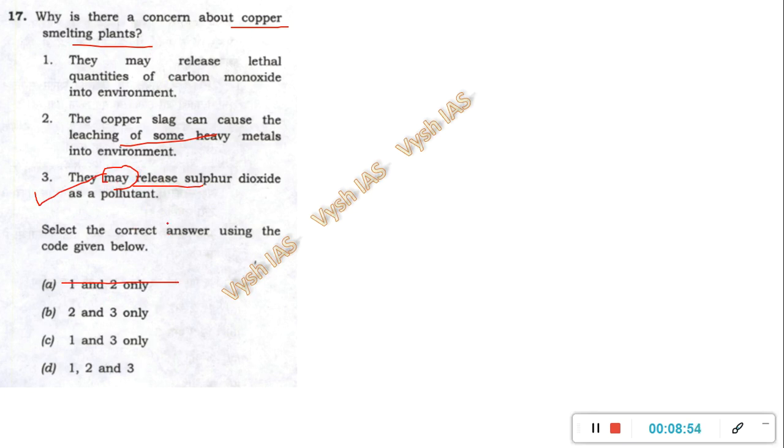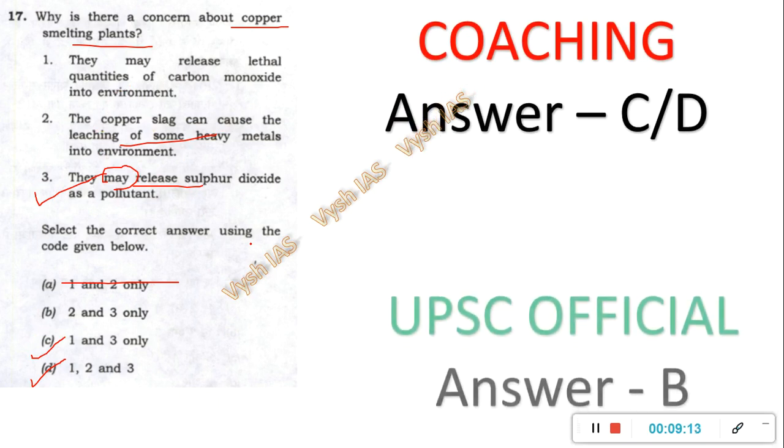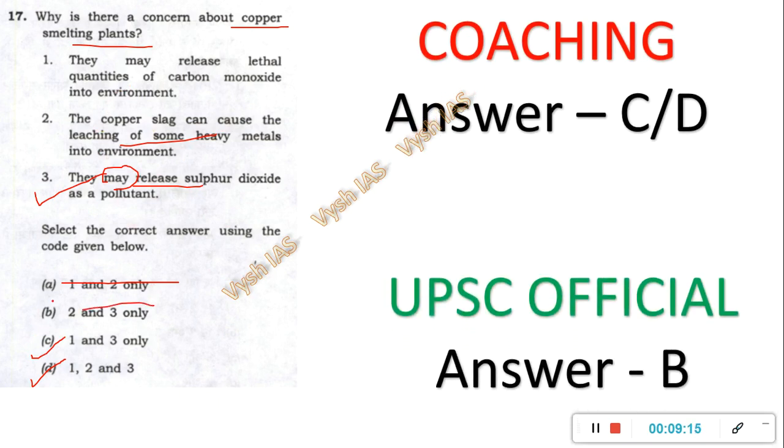Then again, most of the institutes told it can be 1, 2, 3, because this may release lethal quantities. That is why people are asking to shut down the copper smelting plants in different parts of the country. Then many told the answer can be 2 and 3, or sorry, 1 and 3, because heavy metals it cannot involve, so 2 you have to eliminate. So that kind of multiple answers came. But now when the answer key came, it is B, that is 2 and 3 only.